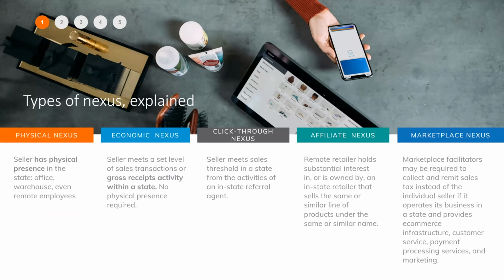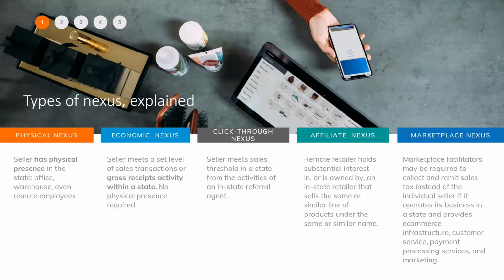Other forms are like click-through nexus. This is when an in-state business receives a commission for referring a certain amount of sales to an out-of-state seller through like a website link. Affiliate nexus, that is basically when an out-of-state business has an affiliate located within a state.